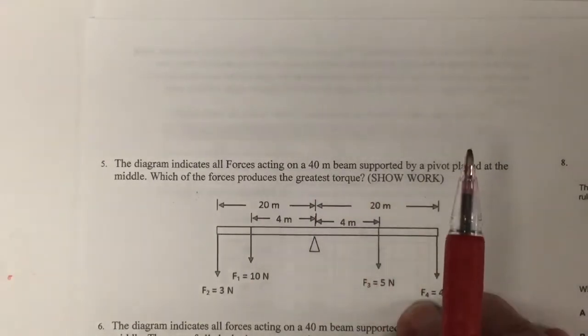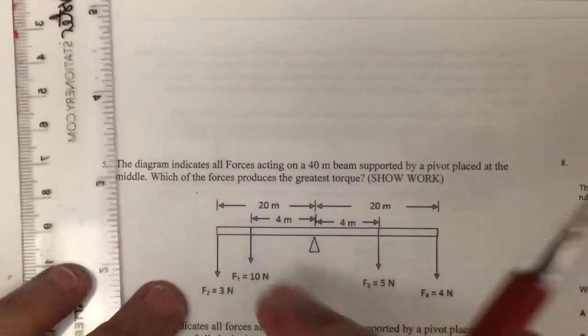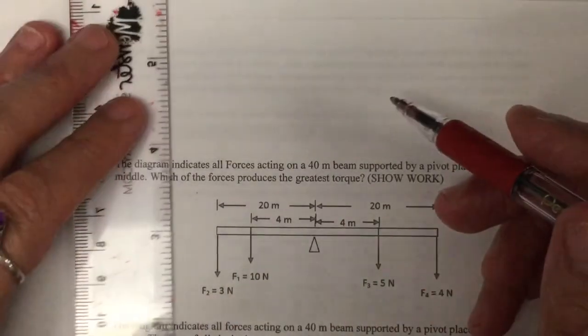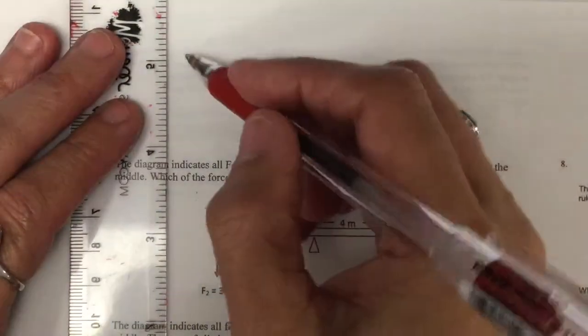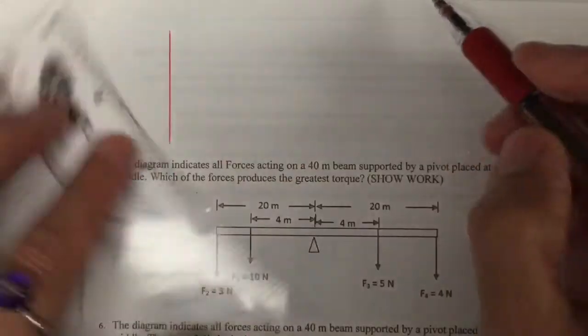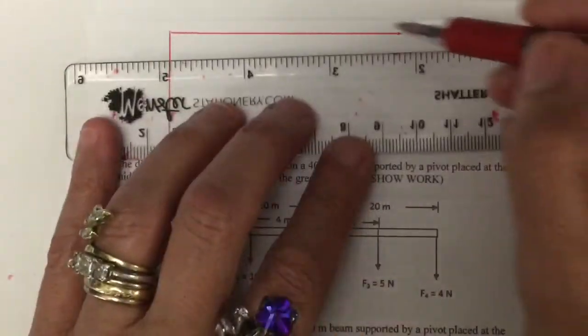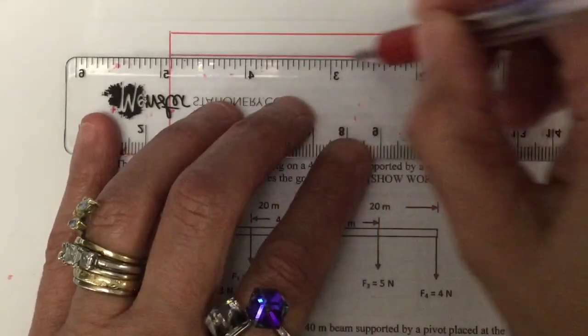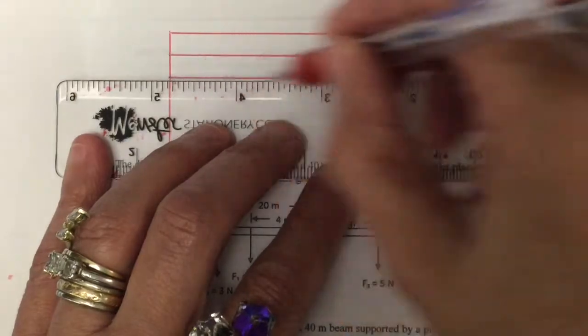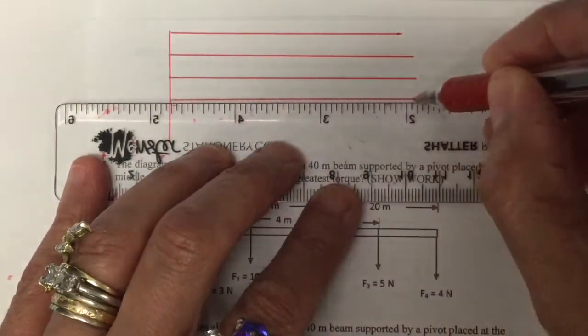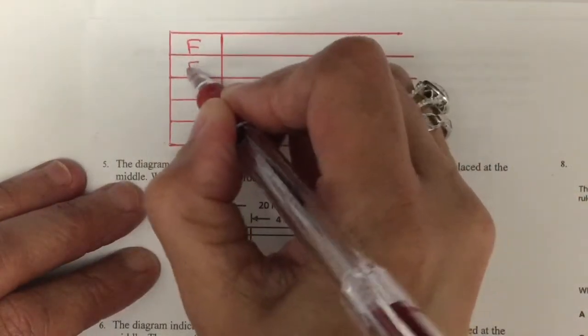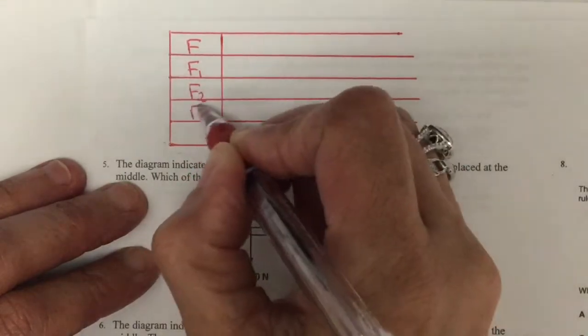So here we need to calculate the torque produced by each force. So we have 1, 2, 3, and 4 forces. So I'm going to use the top of this page here to draw a table. And because I have 4 forces, I'm going to draw 5 rows, 1, 2, 3, and 4. So this first column, I'm going to indicate all the forces acting on the system.